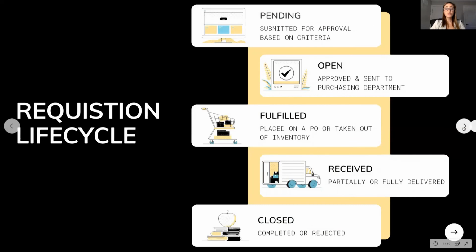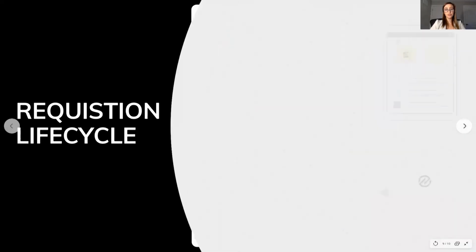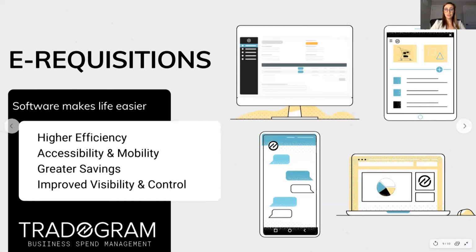Finally, let's briefly talk about e-requisitions. Technology today has allowed companies to implement a requisition procedure with minimal effort using simple cloud-based software. This is usually offered as a part of a complete procurement system, which includes a wide range of procurement-related features to help companies streamline their entire purchasing process. The main benefits such technologies offer include better mobility, higher efficiency, greater savings, and improved visibility and control over all of their procurement activities.